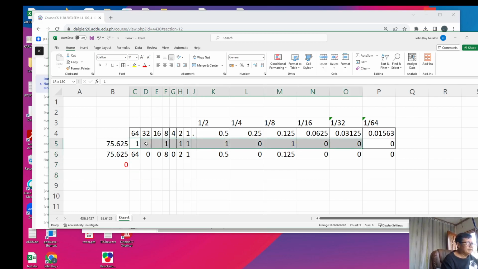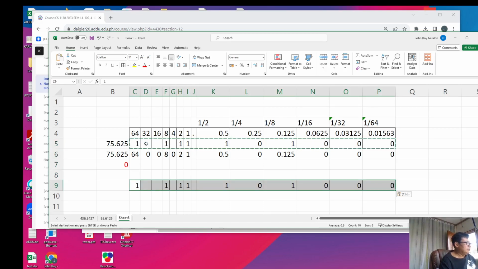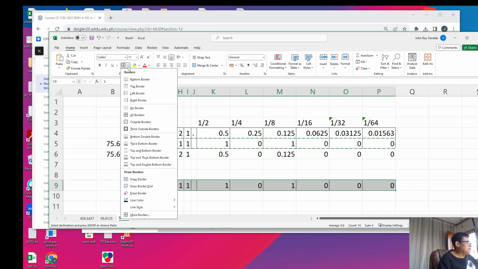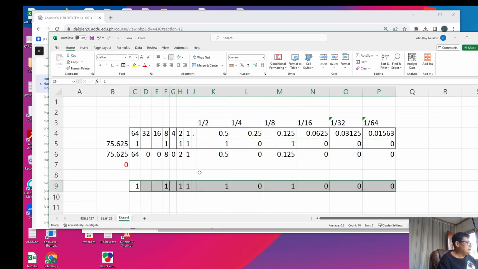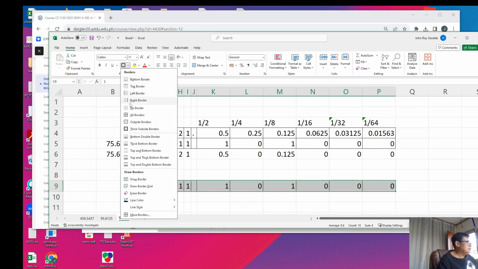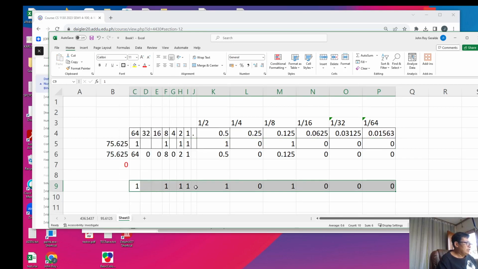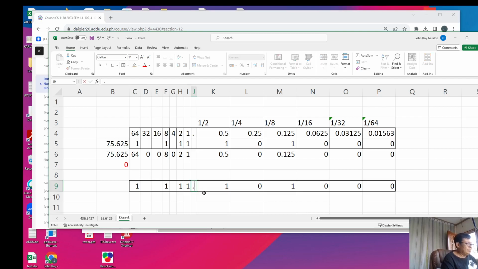We just copy this, place this here, and put the outside border of this. Our binary point is here. So sorry, we did not mark the vacant spaces. Okay, so this is the exact equivalent of 75.625.